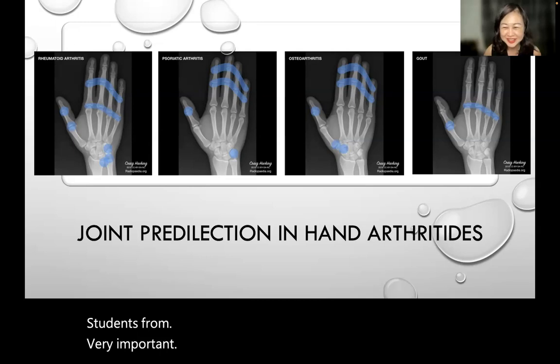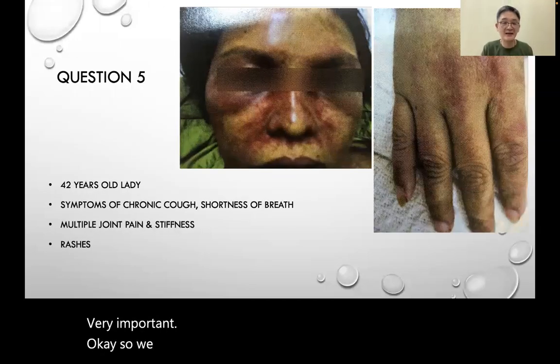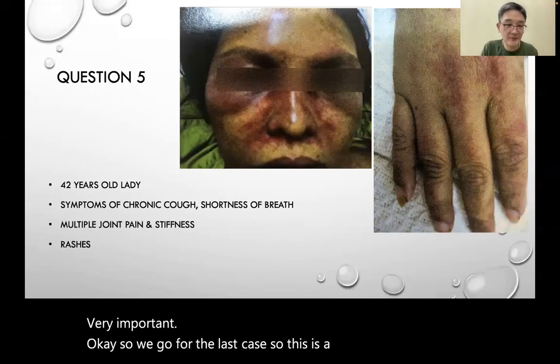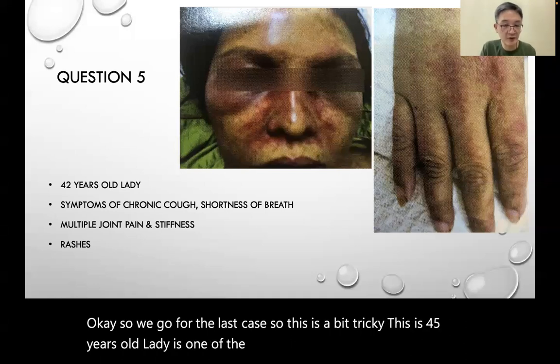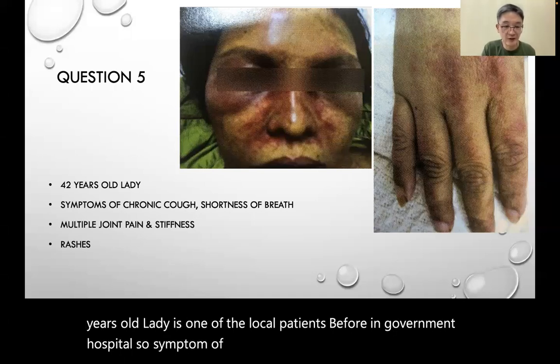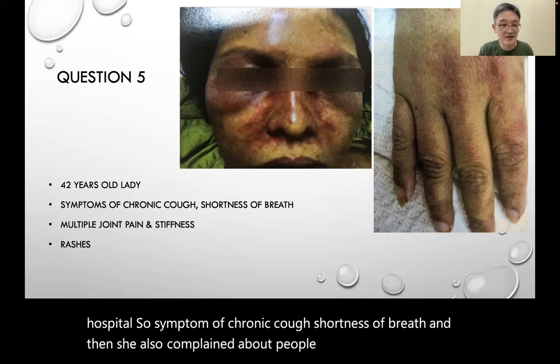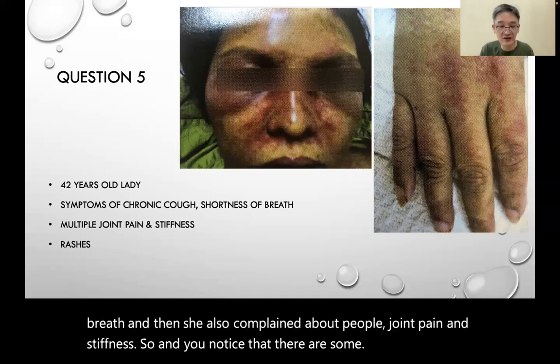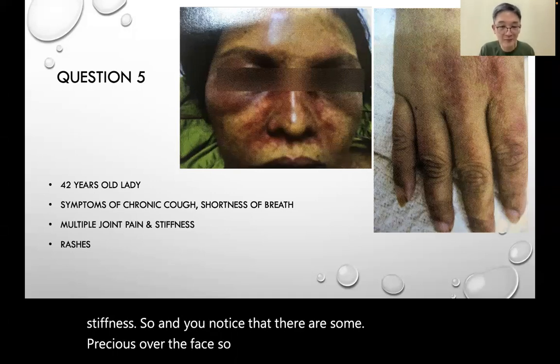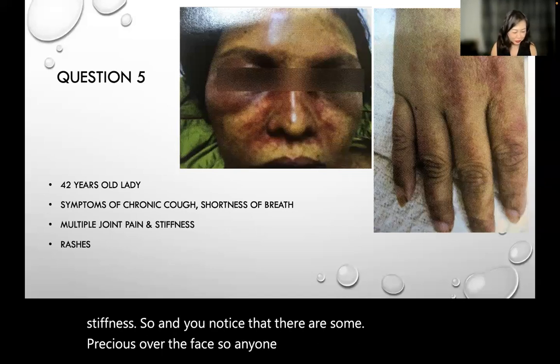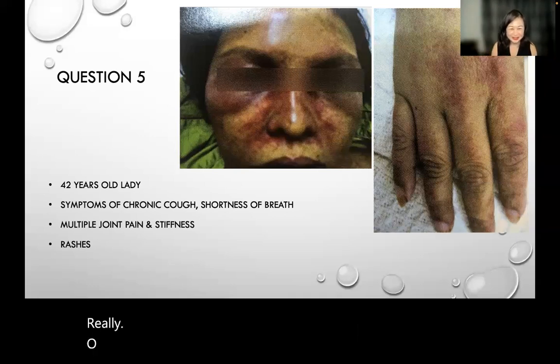Okay, so we go for the last case. This is a bit tricky. This is a 45-year-old lady, one of the local patients before in the government hospital. She has symptoms of chronic cough and shortness of breath, and she also complained of multiple joint pain and stiffness. And you notice that there are some rashes over the face. So anyone? I think I can make this diagnosis also.